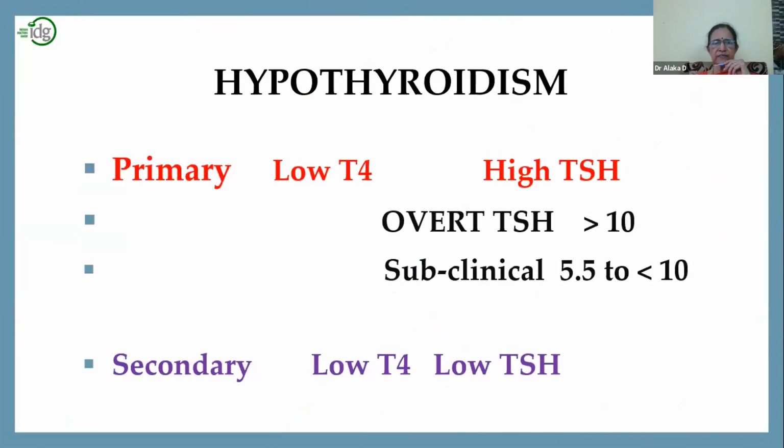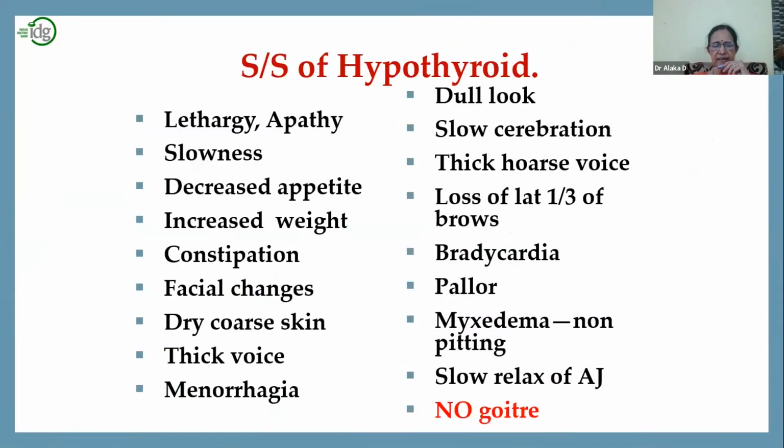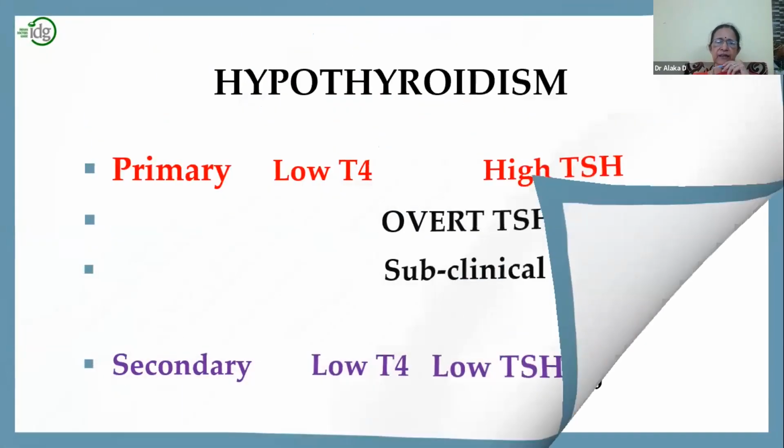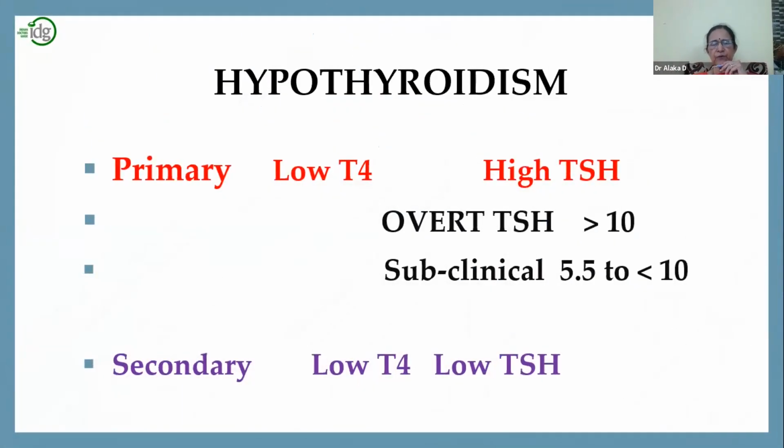So let us now discuss hypothyroidism. In hypothyroidism, as I said, there will be low T4, and because it is low, it will give a feedback to the pituitary, and the pituitary will secrete more and more TSH to stimulate the thyroid. So the TSH will be high and T4 will be low. In spite of having a high amount of TSH, it is not able to stimulate the thyroid. So low T4, high TSH is hypothyroidism.